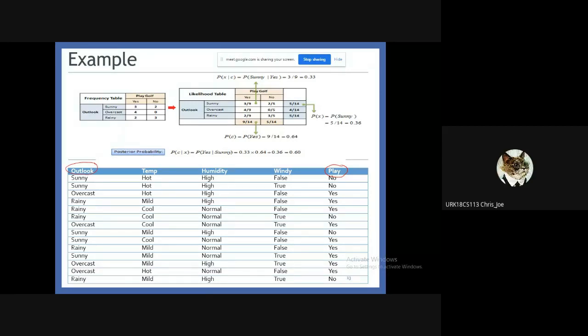Yes, ma'am. Okay. Now, are you able to see my screen? Yes, ma'am. Yes or no? Okay. So I have told you how to calculate this probability, right? So this is the table. Under Outlook, three values are there: sunny, overcast, and rainy. And here we have mentioned how many yes and how many no. Is it correct or not based on this table?